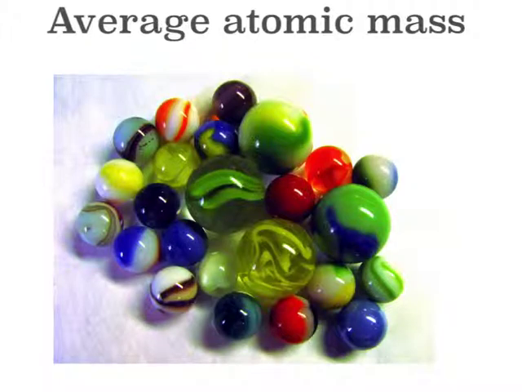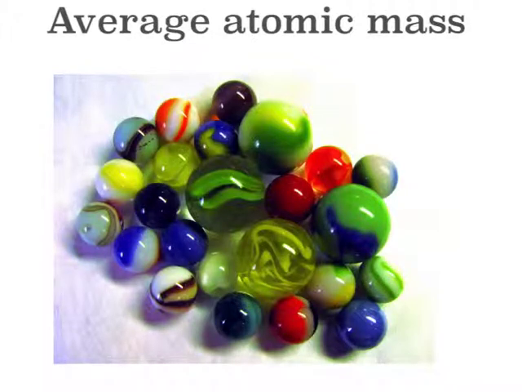Today we're going to look at a concept called average atomic mass. An average atomic mass is a weighted average of all the isotopes of a particular element, and it's used to calculate the mass that you find on the periodic table. So for instance, the mass of carbon on your periodic table is 12.01. But how did that mass come to be?